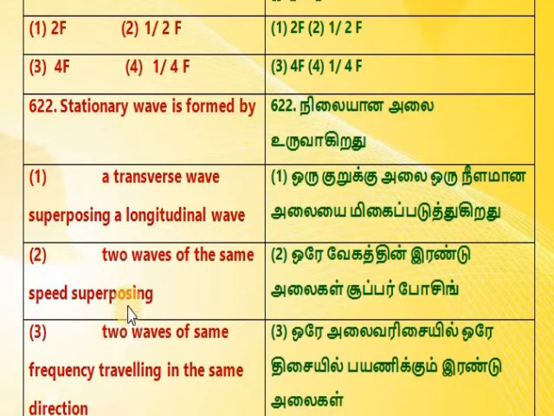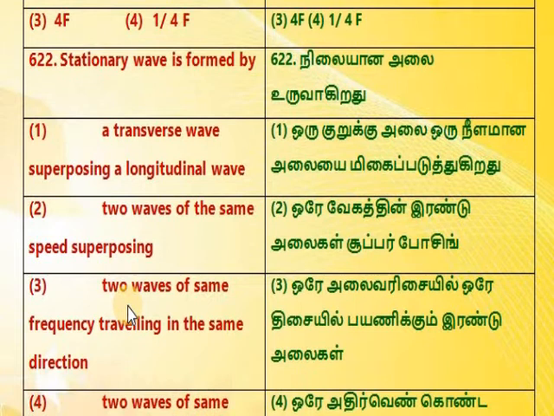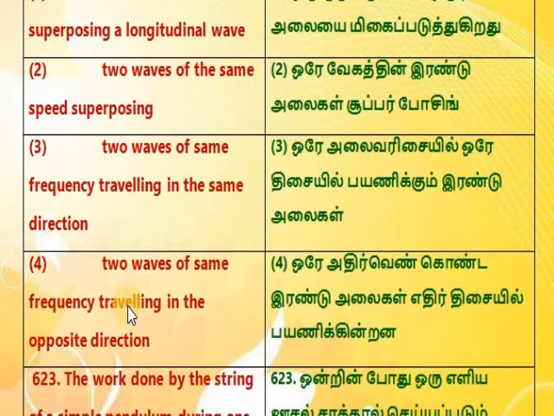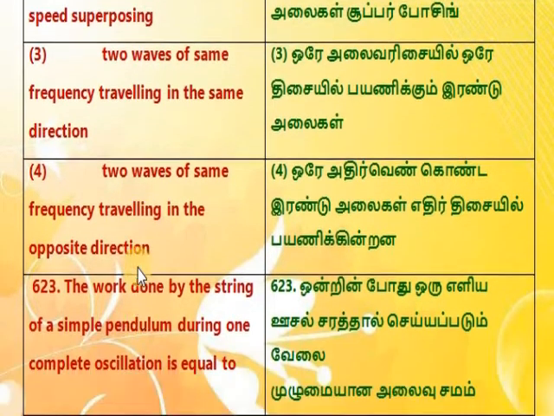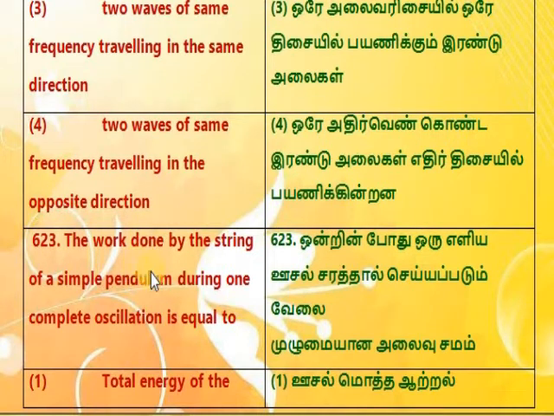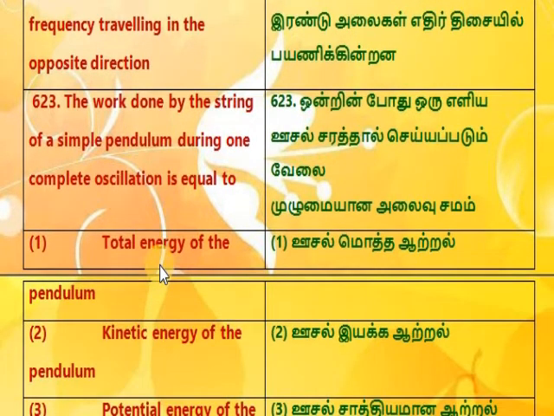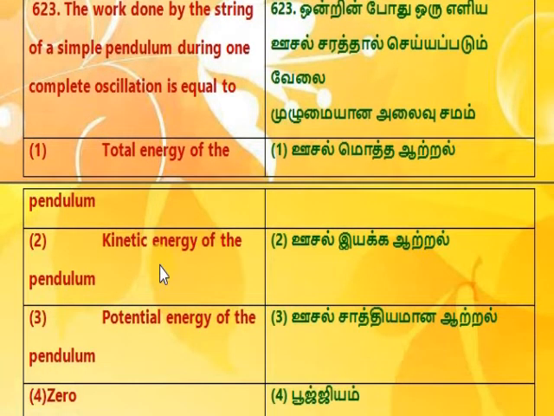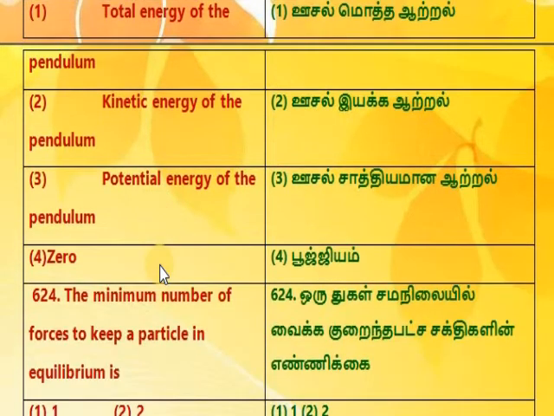622. Stationary wave is formed by: 1. A transverse wave superposing a longitudinal wave, 2. Two waves of the same speed superposing, 3. Two waves of same frequency traveling in the same direction, 4. Two waves of same frequency traveling in the opposite direction. 623. The work done by the string of a simple pendulum during one complete oscillation is equal to: 1. Total energy of the pendulum, 2. Kinetic energy of the pendulum, 3. Potential energy of the pendulum, 4.